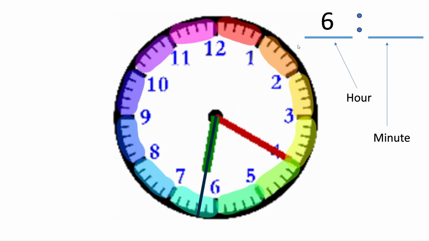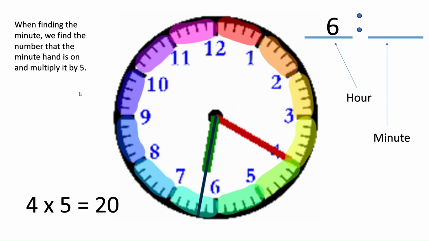So what we do, like we did with the hour hand, is find where the minute hand is pointing. The minute hand is usually longer, and we can see that it's pointing to the number 4. The minute rule that we follow is that we multiply the number that it's pointing at by 5. It's currently pointing at 4, so we're going to do 4 times 5, which is 20.